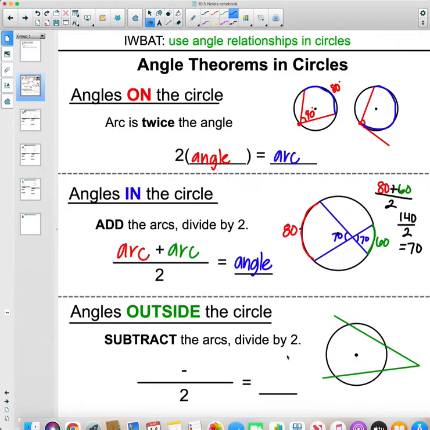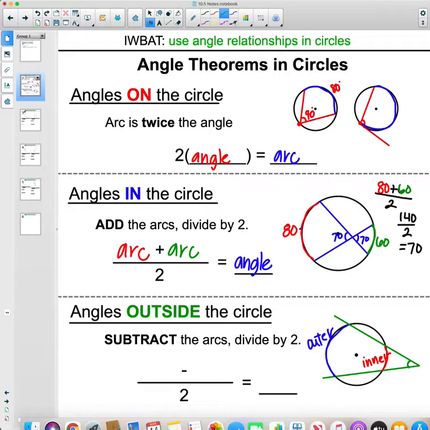The final way that we have angles is angles that are formed outside of the circle. You see these 2 secant lines going through the circle and forming an angle outside of the circle. Again, this is going to create 2 arcs. You've got this arc, which we'll call the outer arc, because it's the bigger one. Then we've got this inner arc. And then we've got the angle out here.